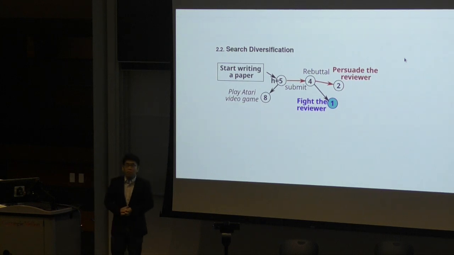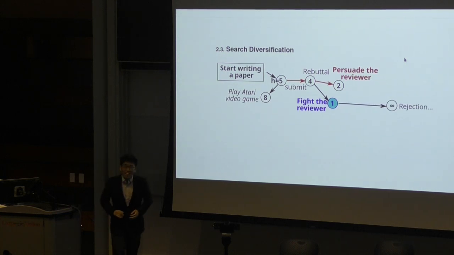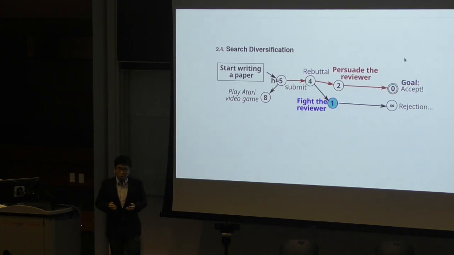But in the next step, in the rebuttal phase, there are another two options. The first one is fighting the reviewer, and another one is persuading the reviewer. Obviously, fighting the reviewer is not a good idea, but the heuristic somehow tells you that you want to do this, in which case your paper gets rejected. But the true goal is to get the paper accepted by persuading the reviewer.